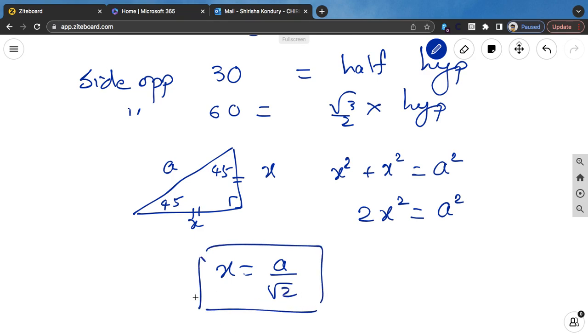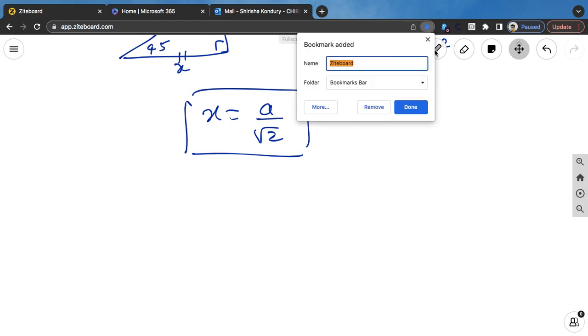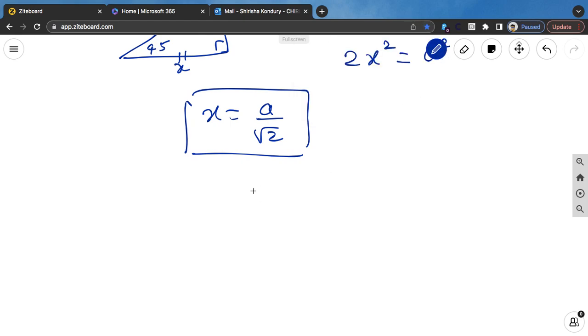Again, if I take any 45, 45, 90, the sides are going to grow in the same proportion, which means always the side opposite to 45 will be 1 upon root 2 times the hypotenuse. So I'm trying to help you understand that angles and the side opposite to it have some connection.